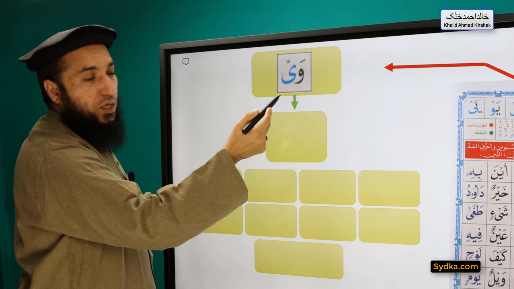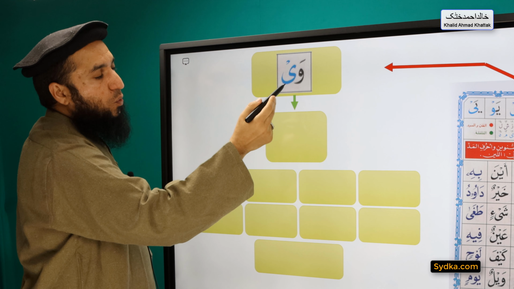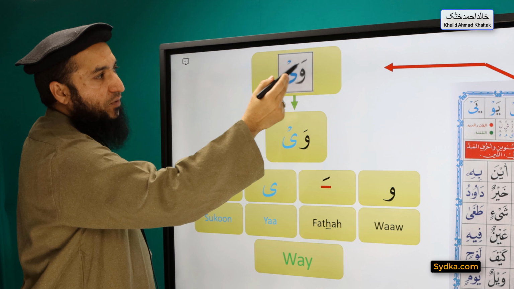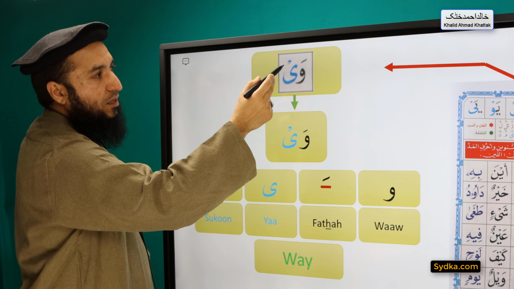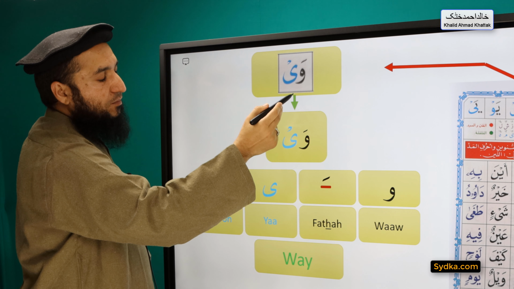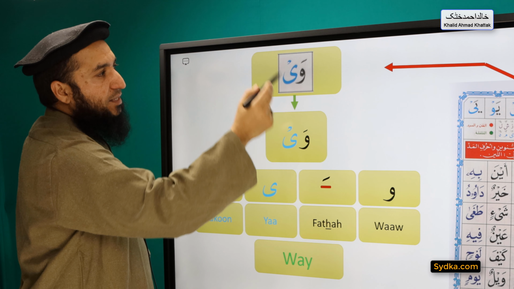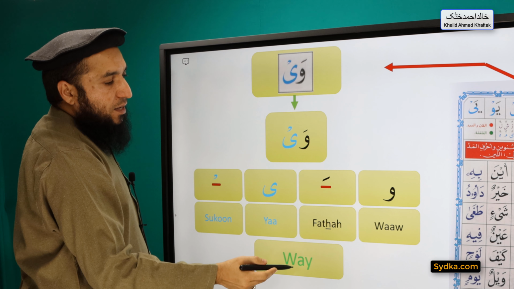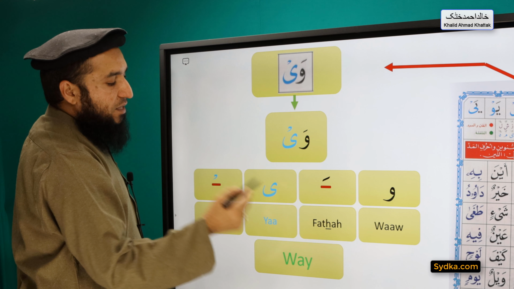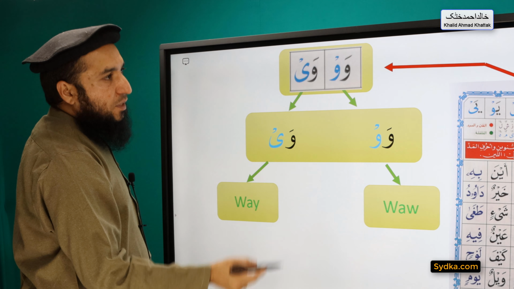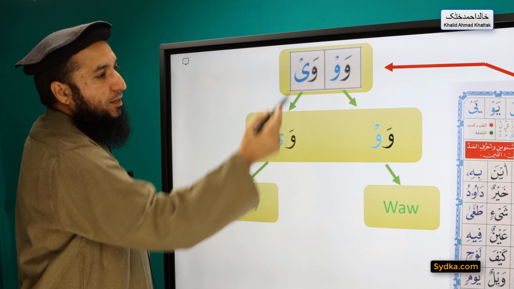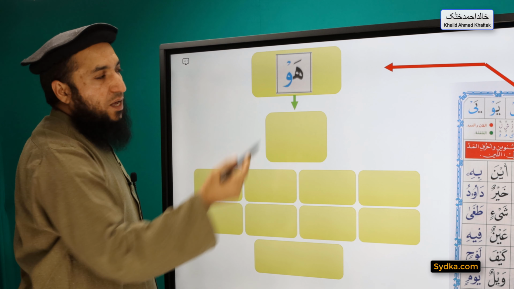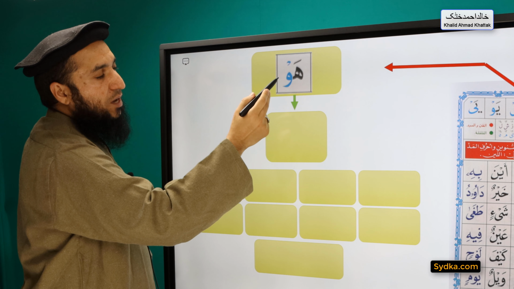So the next syllable we have is Waw fatha ya sukoon way. Waw is a light letter, it has fatha on top of it, it is followed by ya, and ya has a sukoon. Waw fatha ya sukoon way. Waw way. Waw way.